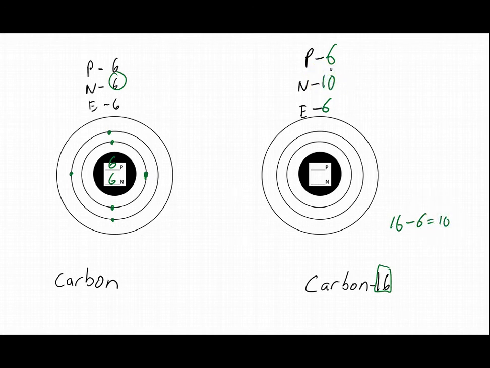The only difference when doing a Bohr model with isotopes is that when you write in the different particles in your nucleus, you're going to notice it's different. Like you see, we got 10 neutrons here as opposed to on this side. That is the only major difference. Besides that, we have the same number of electrons, so our electron orbitals should look the same.